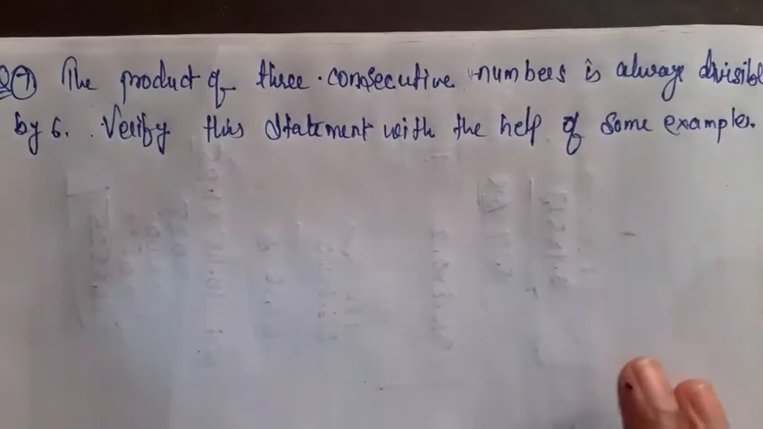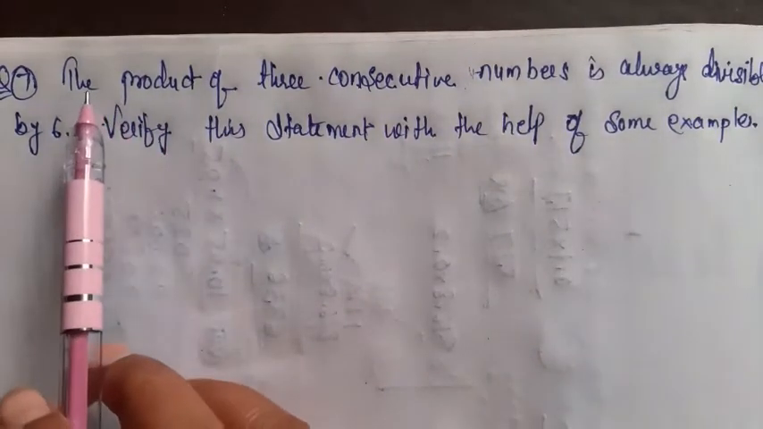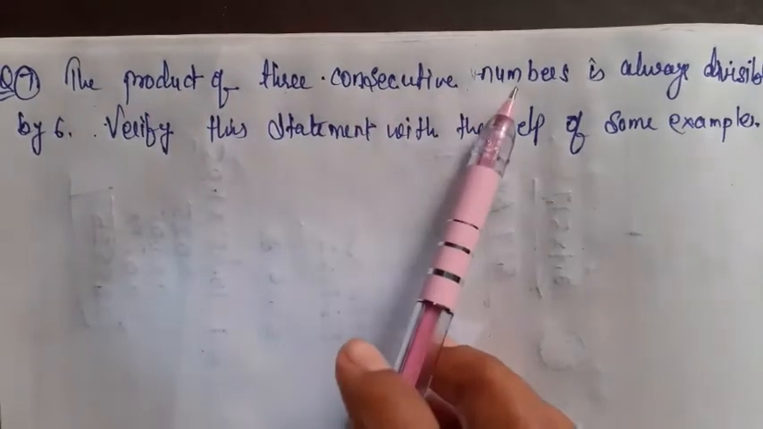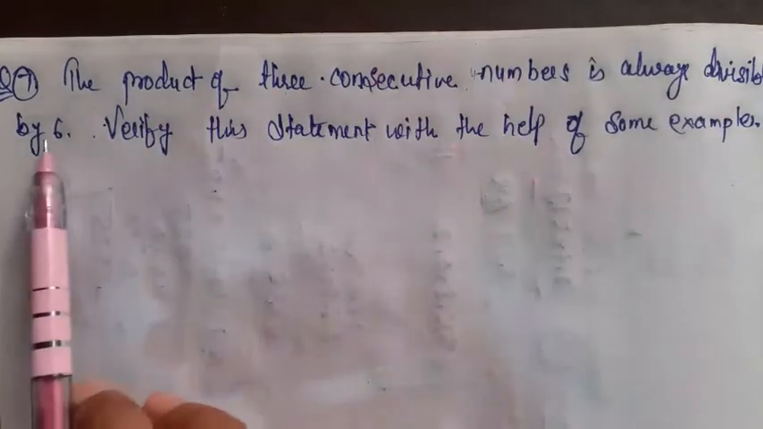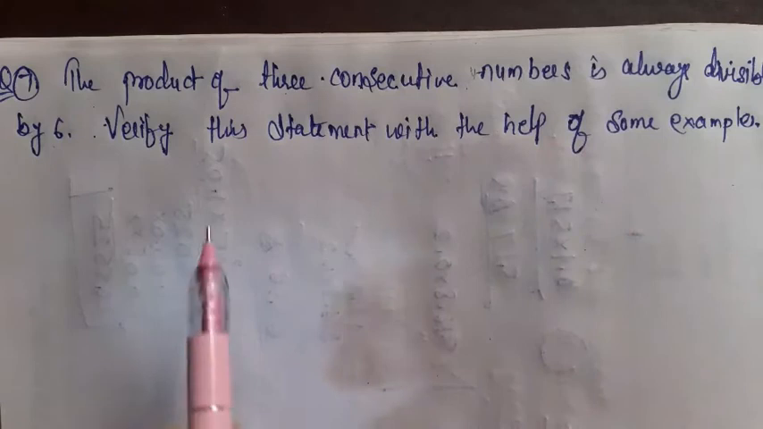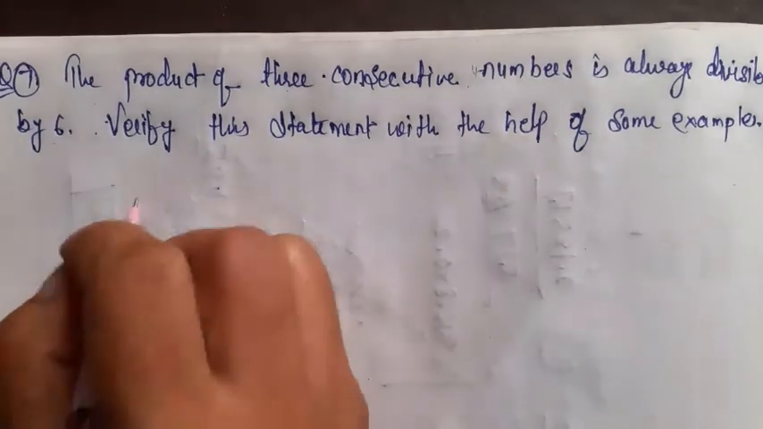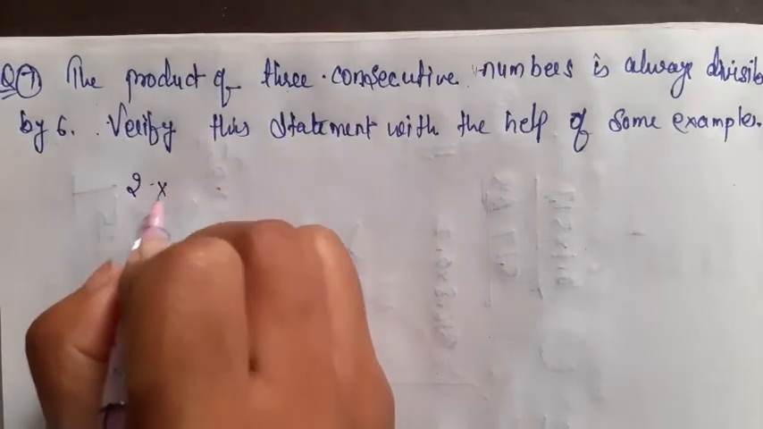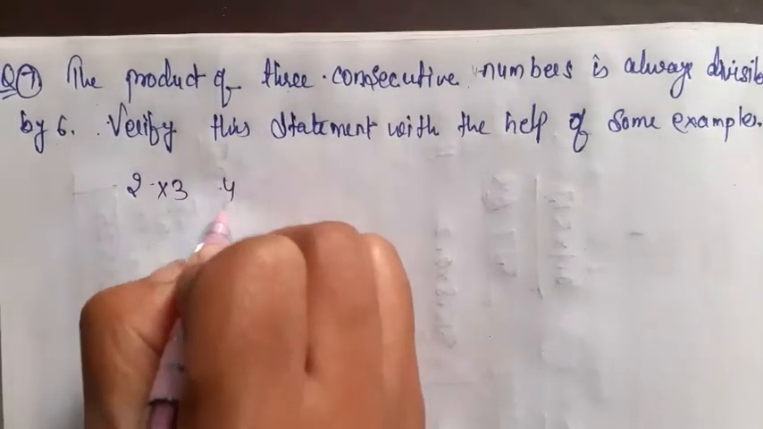Now today we solve question number 7 in exercise 3.5. The product of three consecutive numbers is always divisible by 6. Verify this statement with the help of some example. So first we take three consecutive numbers. So here I write 2, 3 and 4.